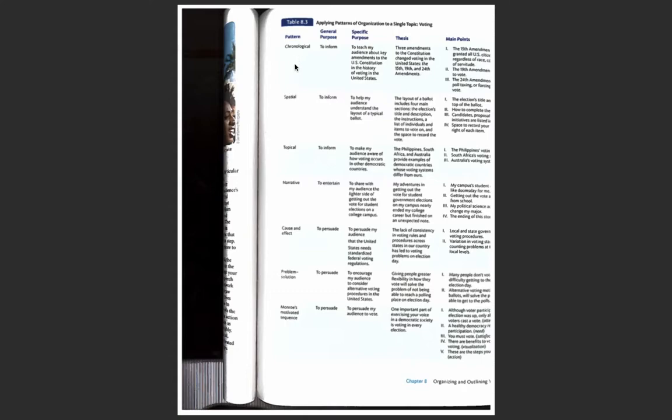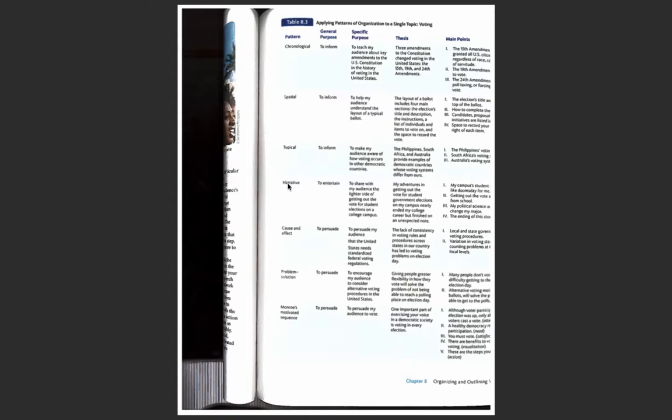I'll cover chronological, spatial, topical. Cause and effect is what the textbook calls causal, or what I'll be calling causal. And I'll also discuss problem solution in my lecture. I won't be discussing narrative.